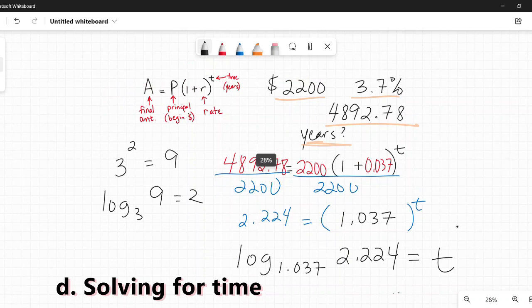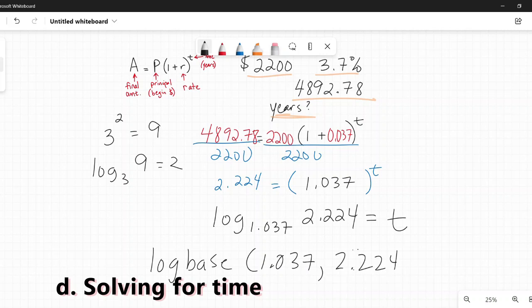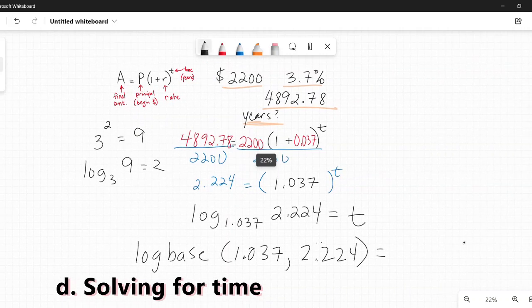You have to have the special function in your calculator. It is usually written as log base, and then it goes like this. And you put here the base. You're going to enter it as 1.037, comma, 2.224. And when you enter that and hit equals in your calculator, the result is 22.000. So the answer is 22 years.